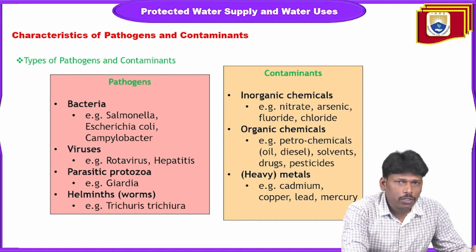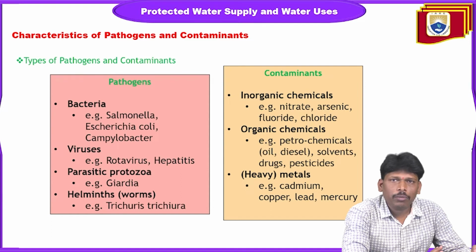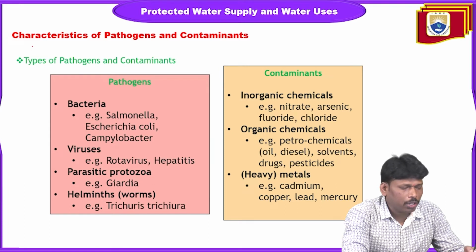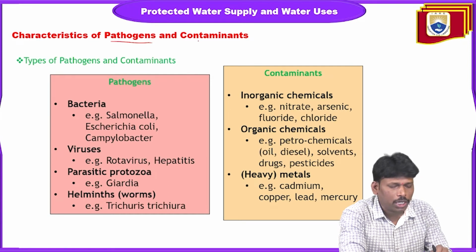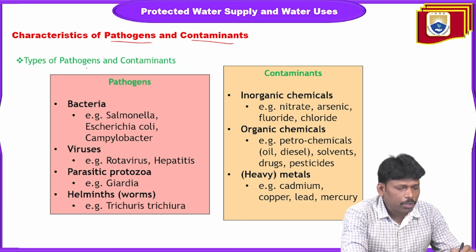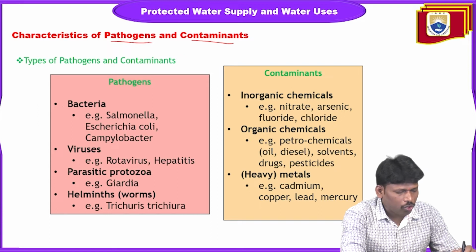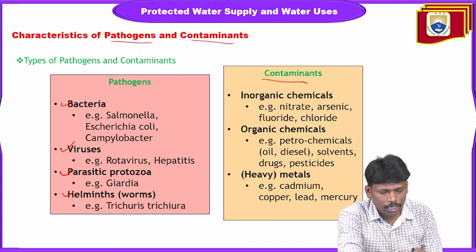First, we need to understand how well our water is protected. We get that by measuring the various contaminants and pathogens present in the water. This is part of the water quality point of view. For that we need to understand the various characteristics of the pathogens and contaminants. The types of pathogens you can see here are bacteria, viruses, and parasitic protozoa. These are the various pathogens, and these are the contaminants. Examples of contaminants are nitrate, fluoride, chloride, as well as oils and diesel.